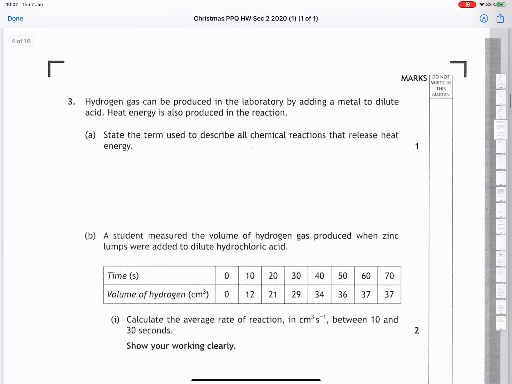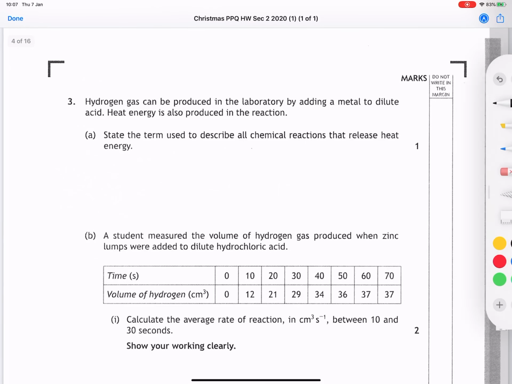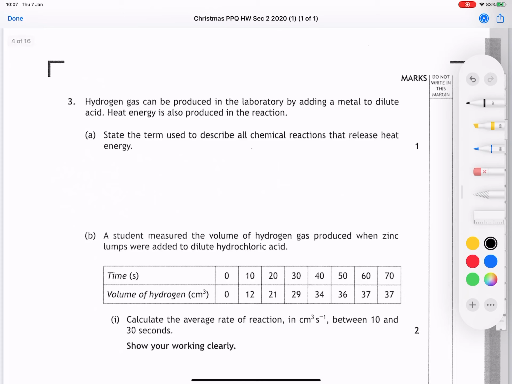Hydrogen gas can be produced. State the term to describe all chemical reactions that release energy, that's exothermic. 1 mark.